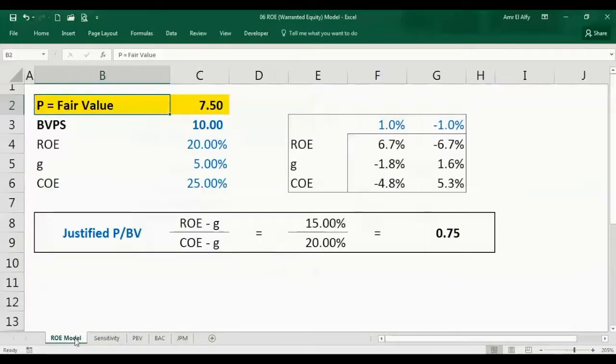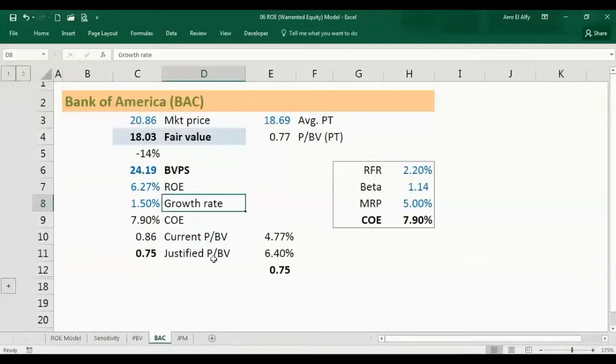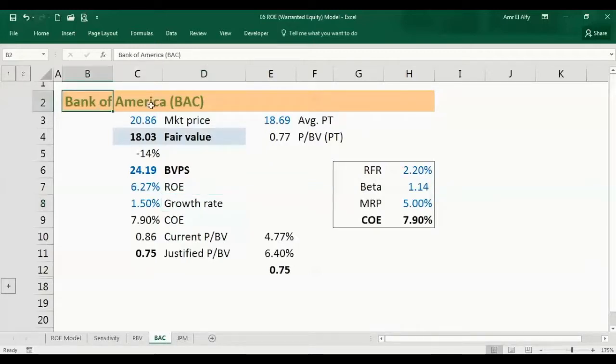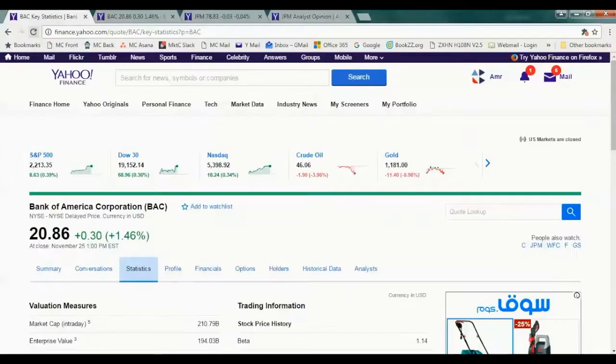video before. We have three things that you actually need. You need the G, the growth rate, you need the return on equity, and you need the cost of equity. As I mentioned, we're going to actually do this for Bank of America and JP Morgan. So let's first collect the data for Bank of America.